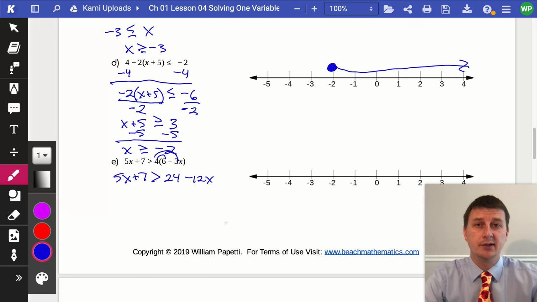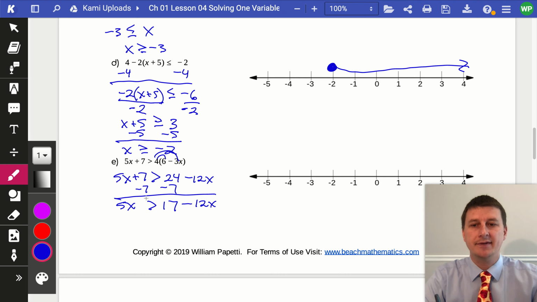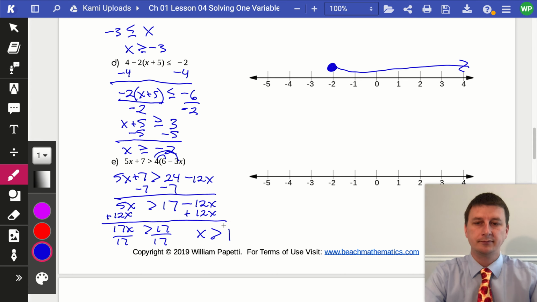And now I have a simple inequality with variables on both sides. I want to move all my variables to one side, all my constants to the other. So I'm going to start off by subtracting 7 over here. I'll be left with 5x is greater than 24 minus 7, which gives me 17 minus 12x. I want to move all my x's to the left side of the inequality, so I'm going to add 12x because it's currently a negative 12x. And 5x plus 12x will give me 17x is greater than 17. And my final step would be to divide both sides of this inequality by positive 17. So I'm going to have x is greater than 1.